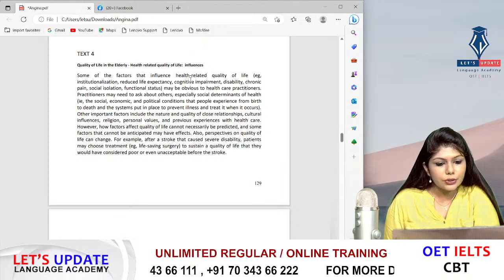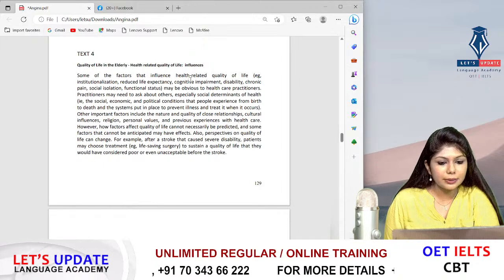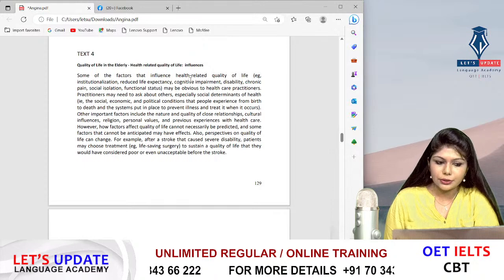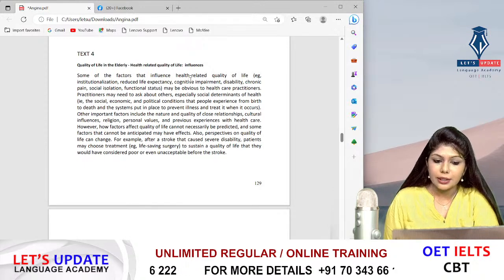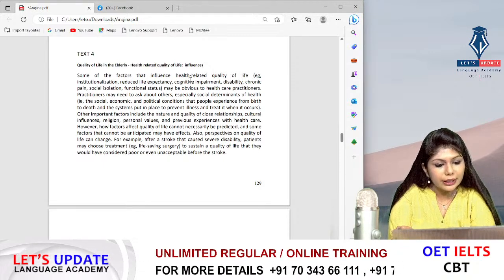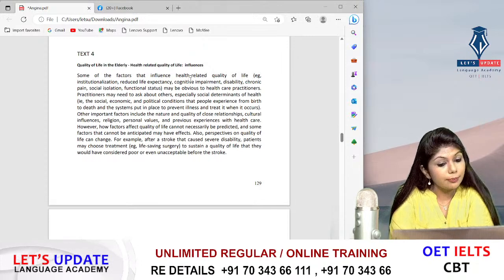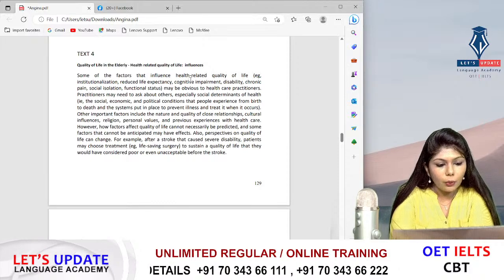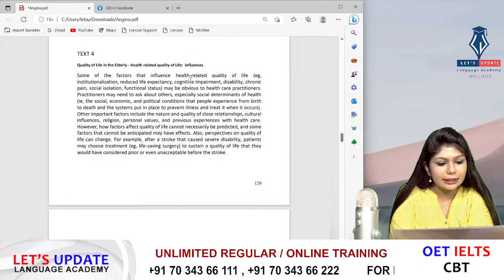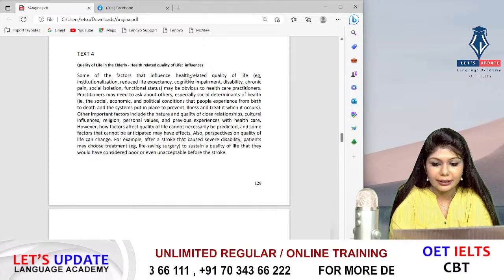Okay, may be obvious to healthcare practitioners. Practitioners may need to ask about others, especially social determinants of health, that is social, economic and political conditions that people experience from birth to death, and systems put in place to prevent illness and treat it when it occurs. Other important factors include the nature and quality of close relationships, cultural influences, religion, personal values, and previous experiences with healthcare. However, how factors affect quality of life cannot necessarily be predicted, and some factors that cannot be anticipated may have effects. Also, perspectives on quality of life can change.